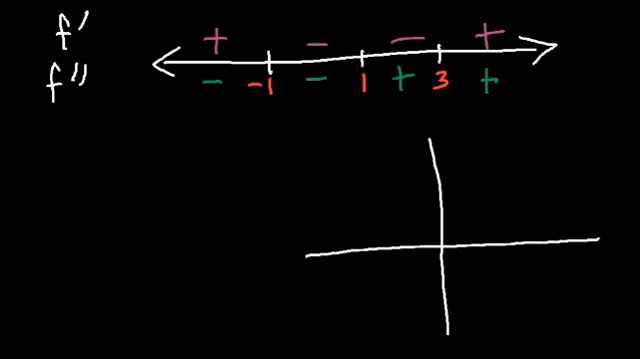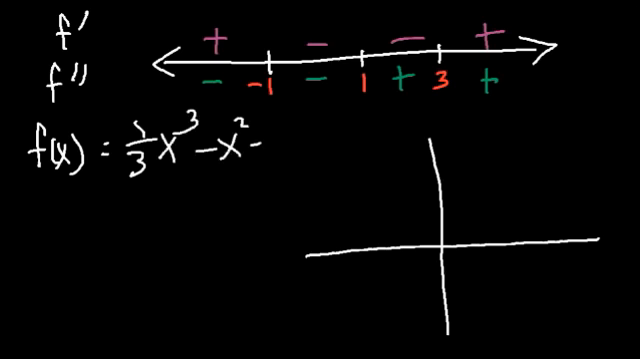Now the original function was 1/3 x cubed minus x squared minus 3x plus 4. So let's find the y-intercept. If we plug in 0 for x, y is going to be 4. So we have the first point, (0, 4). And let's say it's somewhere over here.